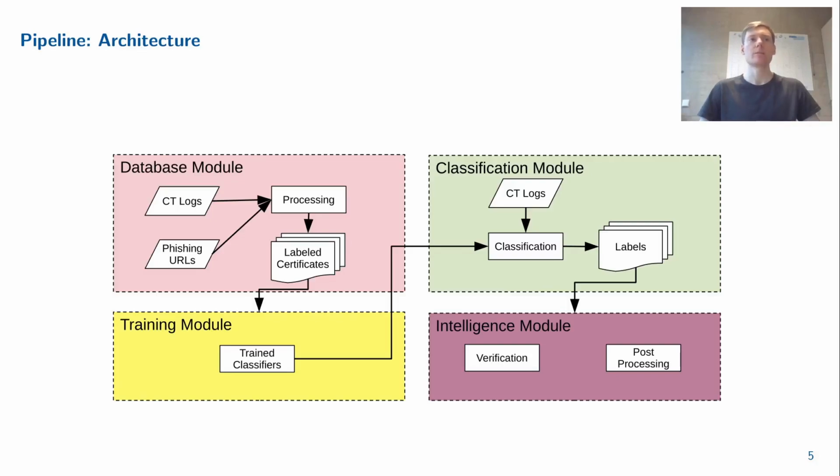The output labels can then be used by the final module, the intelligence module, to evaluate the classifiers or perform additional post-processing steps, like taking screenshots of potential phishing websites for further analysis. In all, the architecture facilitates the training and evaluation of classifiers on real-world data in a parallelized and scalable manner. We tested the pipeline functionalities in an example evaluation, which I will describe in the following.